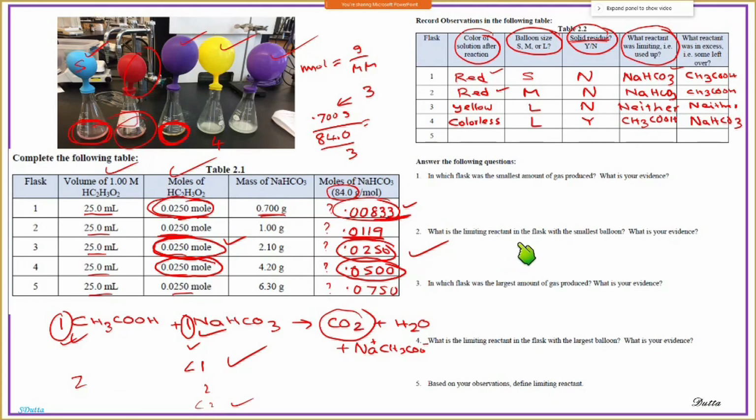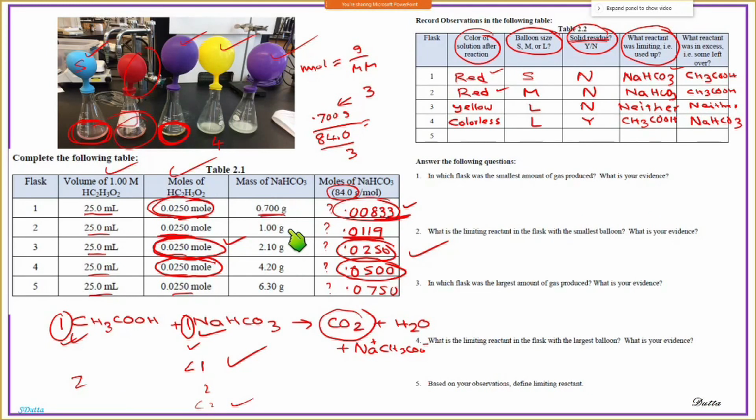What is the limiting reactant in the flask with the smallest balloon? Again, what is the answer? Vinegar. Oh, sorry, sodium bicarbonate. Evidence: smallest amount of the... But when you compare, you need to compare with the mole, because in chemistry, you cannot tell anything with the grams. And I'm going to explain in the next slide.